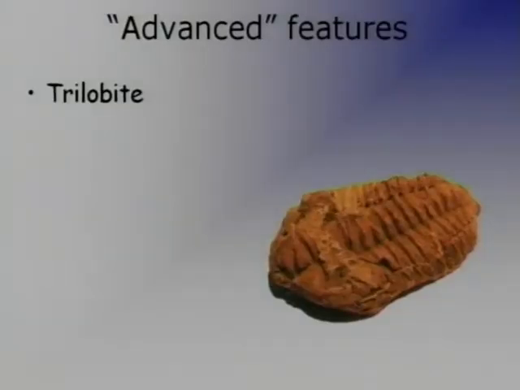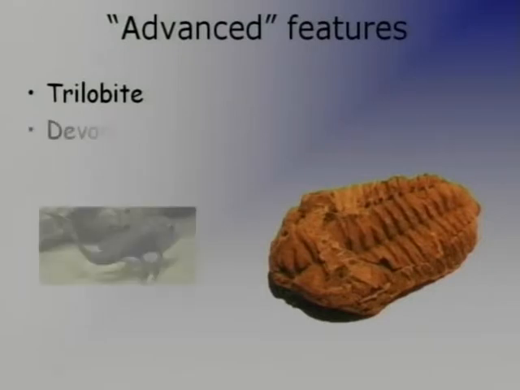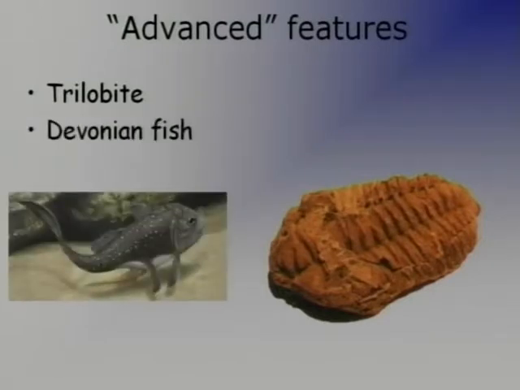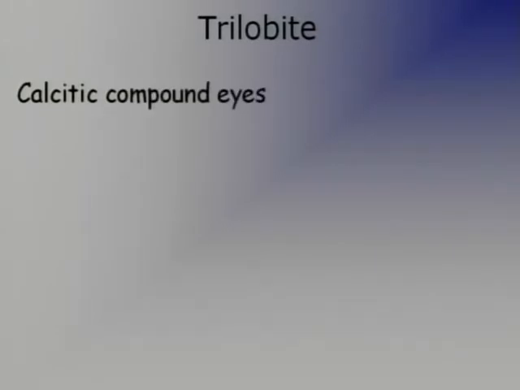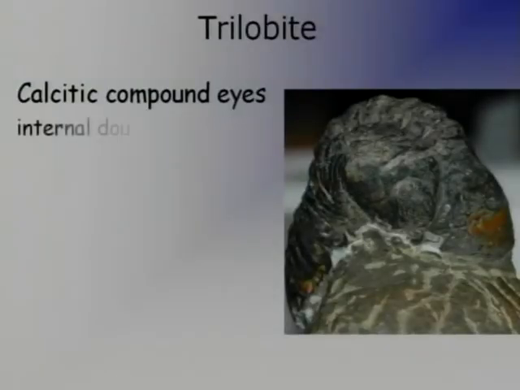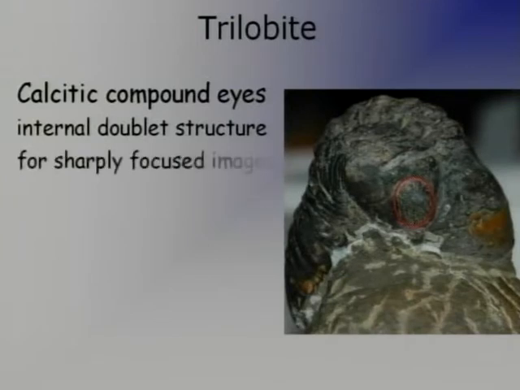But under this section, I want to look at two creatures. One is the Trilobite, the good old Trilobite that lived 500, 400 million years ago, and another one, which is a Devonian fish, actually a placoderm, both of which had rather advanced features. First, the Trilobite. Trilobites had amazing eyes. They basically had compound eyes made out of calcite. And here's a picture of Redops, and its eye is composed of lots of small lenses with a doublet structure, which allows it to have sharply focused images without actually changing the shape of the lens. So it's got two different densities of calcite put together to make a lens that focuses accurately.